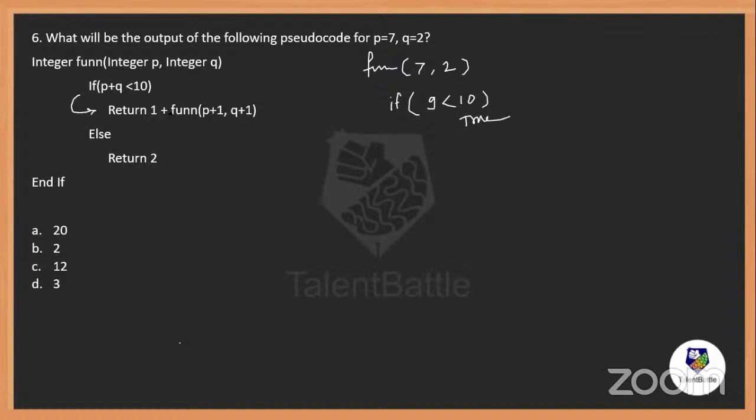So we have to go inside the if block and we will return 1 plus another recursive function call with p plus 1 and q plus 1. Current value is 7, 7 plus 1 will be 8. And q value is 2, 2 plus 1 will be 3.